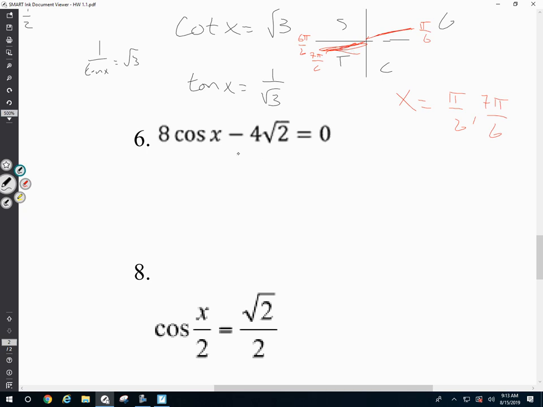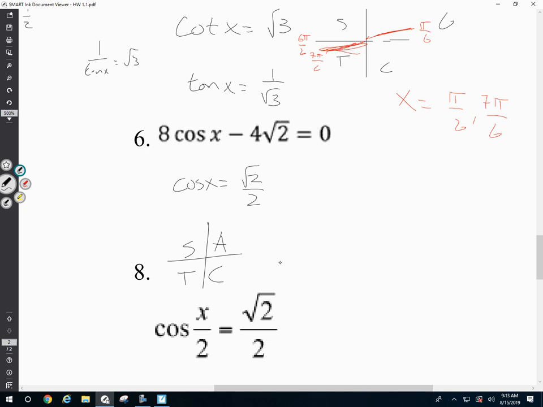Next one, add 4 root 2 divided by 8. I get cos x equals positive 4 root 2 over 8, which is positive root 2 over 2. Cosine, again, is positive in the first and the fourth quadrants. So I'm looking for angles in the first and the fourth.